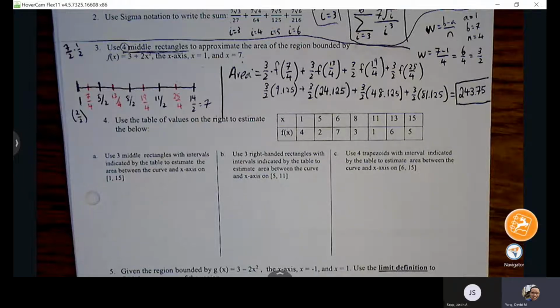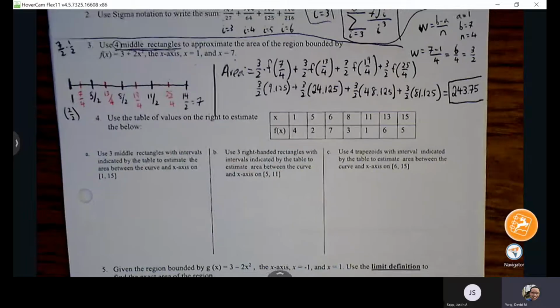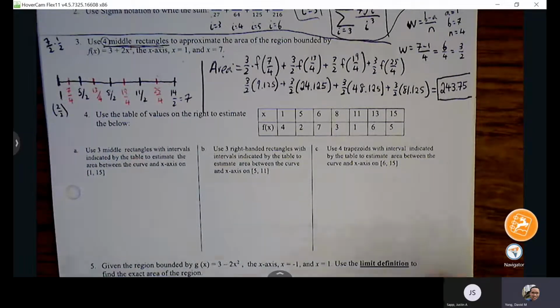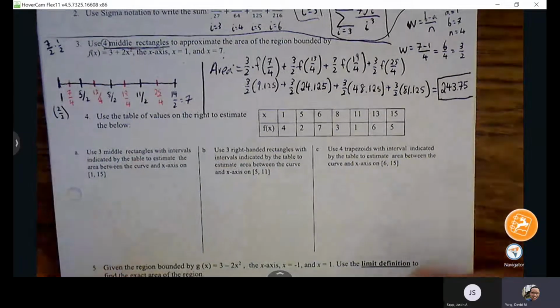All right, everybody go okay so far, 1 through 3? Okay, use table of values to estimate the below.